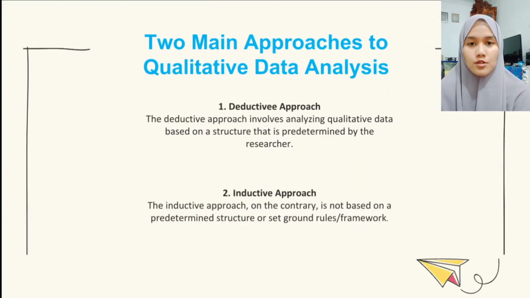There are two main approaches to qualitative data analysis: deductive and inductive. The deductive approach involves analyzing qualitative data based on a structure that is predetermined by the researcher. A researcher can use the questions as a guide for analyzing the data. This approach is quick and easy and can be used when a researcher has a fair idea about the likely responses that he or she is going to receive from the sample population.